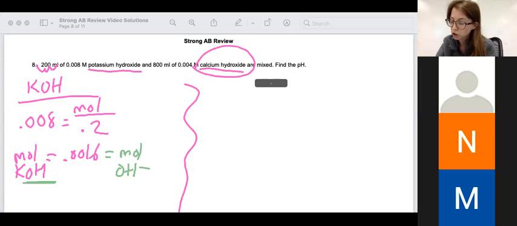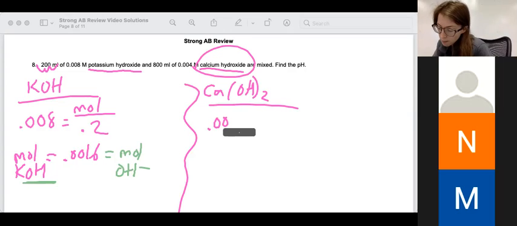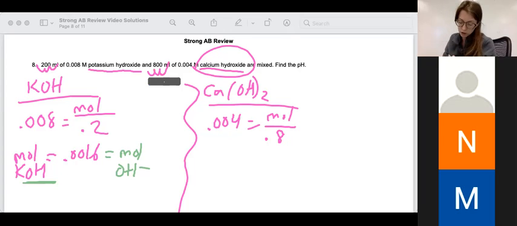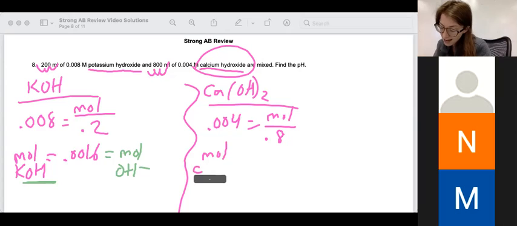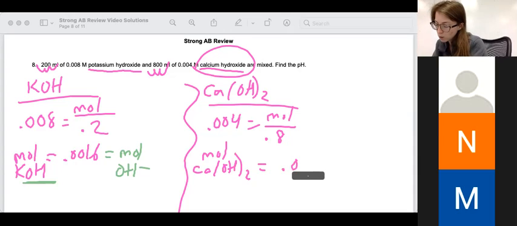Whereas calcium hydroxide is Ca(OH)2. That 2 means I'm going to have to deal with the ratio at some point. But starting the same way, molarity is moles over liters. Again, I converted the milliliters to liters. 0.004 times 0.8. My moles of calcium hydroxide, not just my hydroxide, because I use the molarity of the calcium hydroxide, is 0.0032.